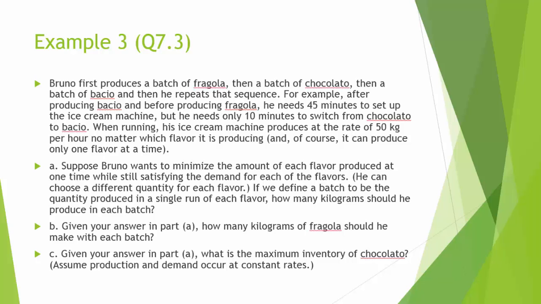Three questions. A. Suppose Bruno wants to minimize the amount of each flavor produced at one time while still satisfying the demand for each of the flavors. He can choose a different quantity for each flavor. If we define a batch to be the quantity produced in a single run of each flavor, how many kilograms should he produce in each batch? B. Given the answer in part A, how many kilograms of Fragola should be made with each batch? And C, given your answer in part A, what is the maximum inventory of Chocolato? Assume that production and demand occur at constant rates.